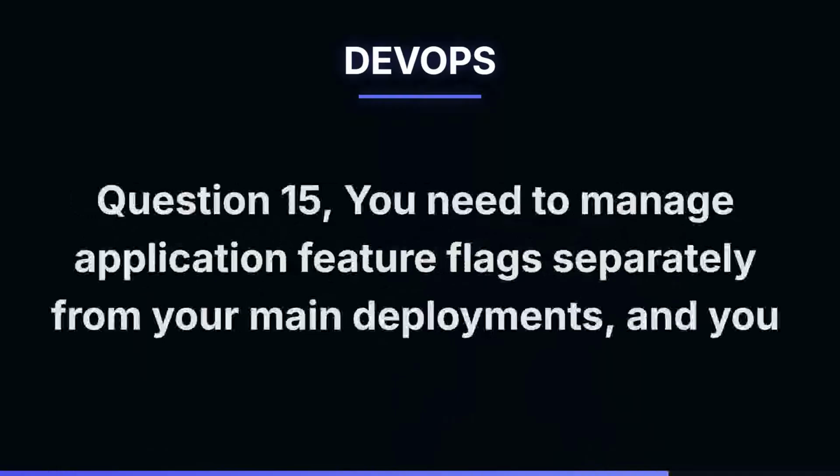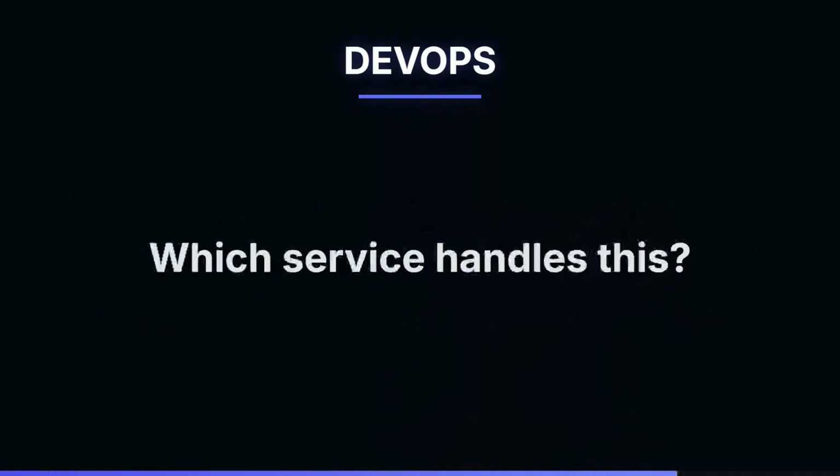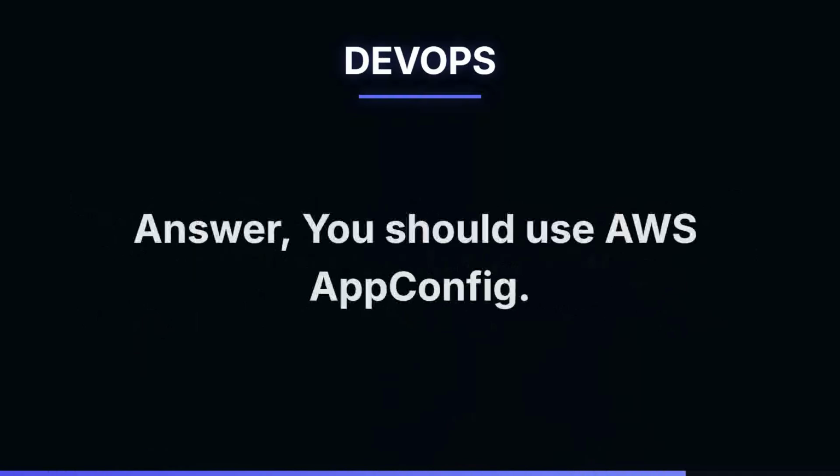Question 15. You need to manage application feature flags separately from your main deployments, and you must be able to change these settings safely without restarting the servers. Which service handles this? Answer: you should use AWS AppConfig. Explanation: AWS AppConfig helps you deploy dynamic configuration changes and feature flags to your applications instantly without requiring a full restart.